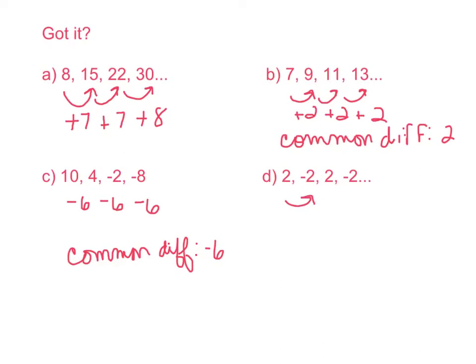And lastly, 2 to negative 2. Well, we could say we subtract 4. Well, that doesn't work because then we'd add 4 again. But really what's happening is you're multiplying each of these by negative 1. Therefore, this is not an arithmetic sequence because you're not adding or subtracting.